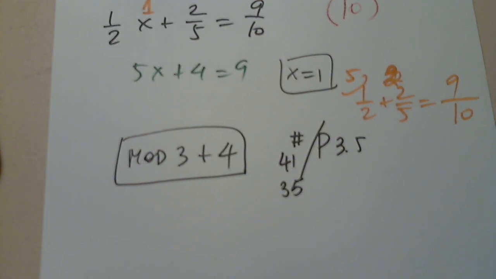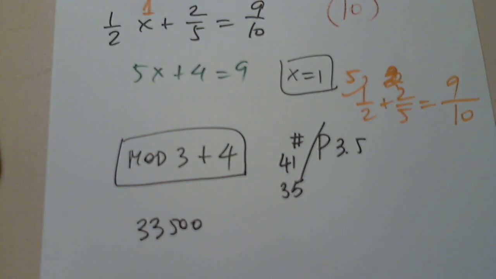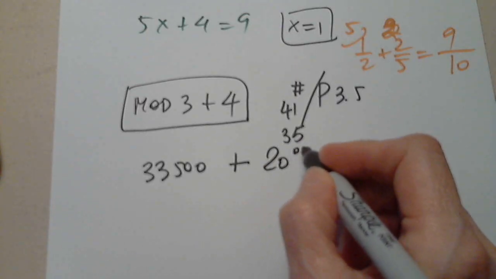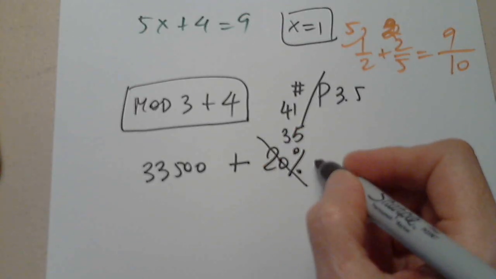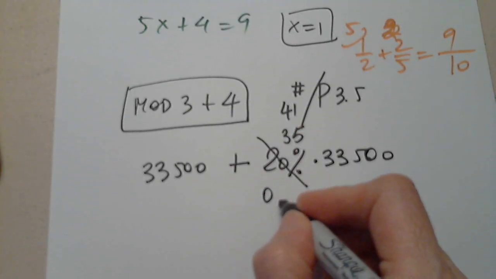A new car has a list price of $33,500. This is what is on the sticker. Suppose that the dealer markup on this car is 20%, but I cannot use 20% of 33,500. I have to use 0.2.